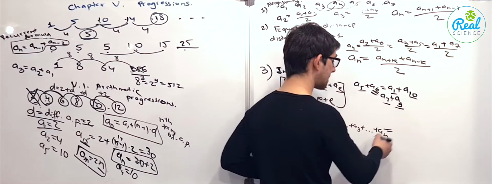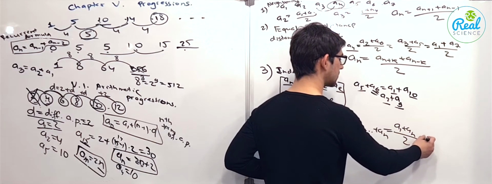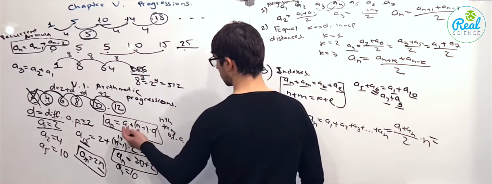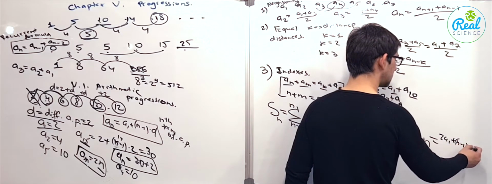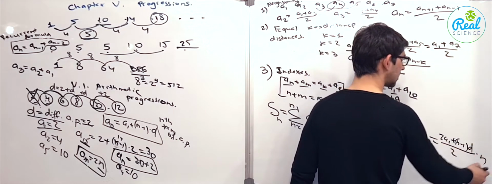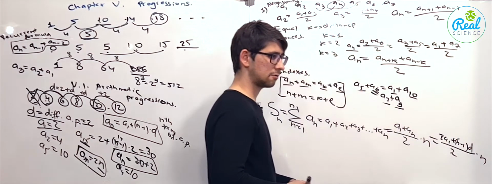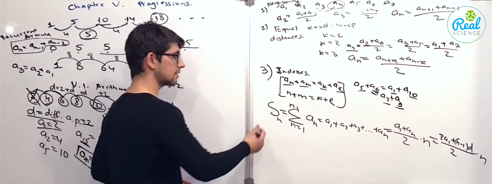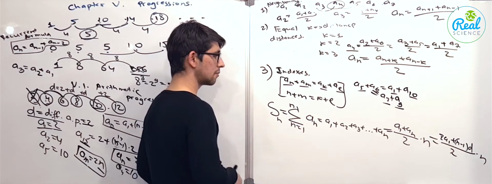A1 plus An, divided by 2, multiplied by n. Or you can replace your An with the formula provided over here: twice A1 plus (n minus 1) multiplied by d, divided by 2, multiplied by n. Or you can divide and multiply as you wish. You can simplify it as you wish. This is the sum formula. We will look through exercises and understand it more deeply.